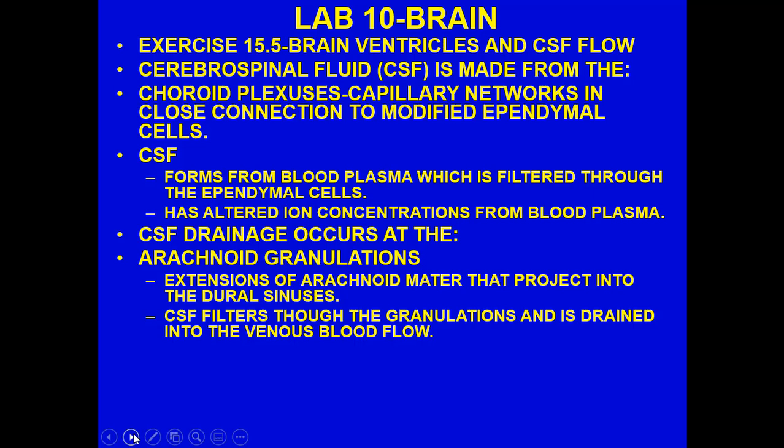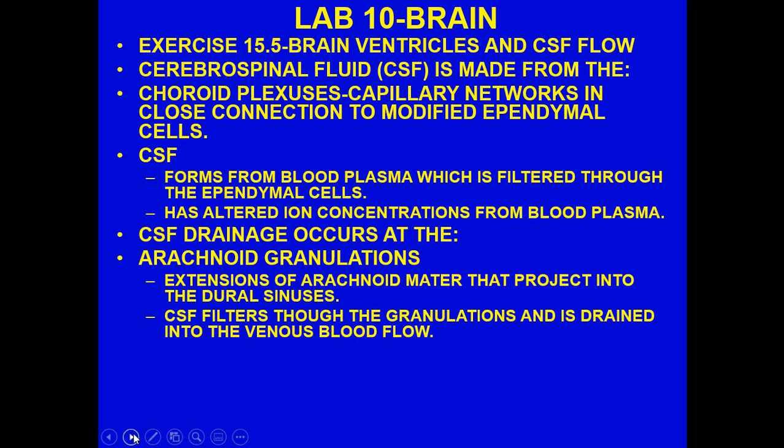Now, the choroid plexus are a capillary network in close connection with the modified ependymal cells. Cerebral spinal fluid forms from blood plasma, which is filtered through the ependymal cells. Here's the point. You mean it's just blood plasma? No. It has an altered ion concentration from blood plasma. Keep in mind that blood plasma, and this is when we've spun off all the red blood cells, white blood cells, platelets, this plasma is sort of straw-colored.